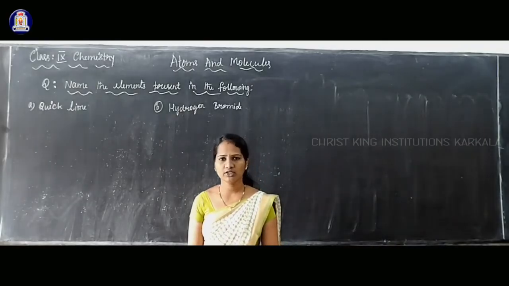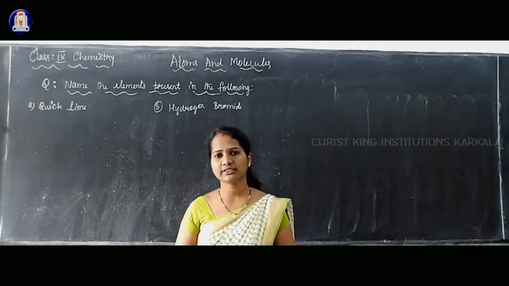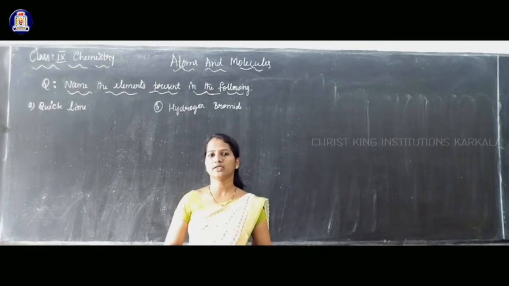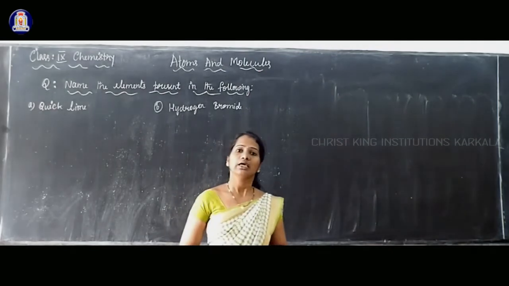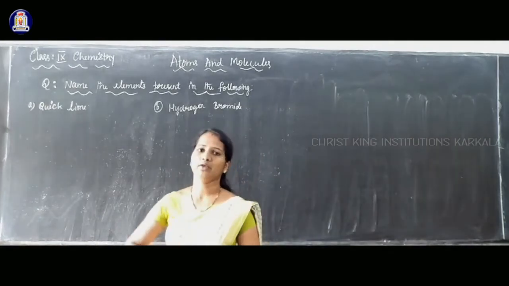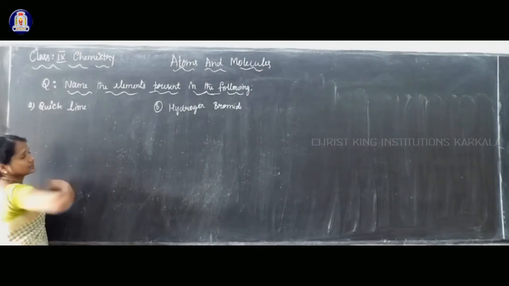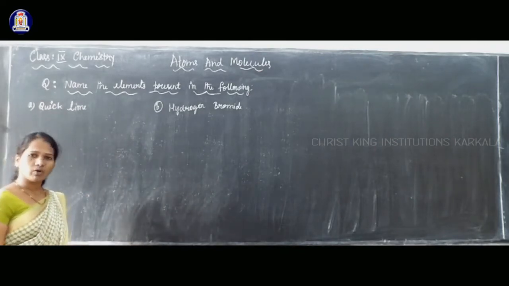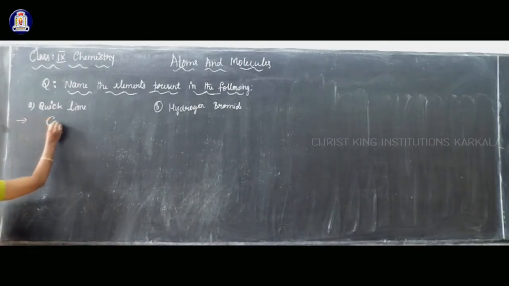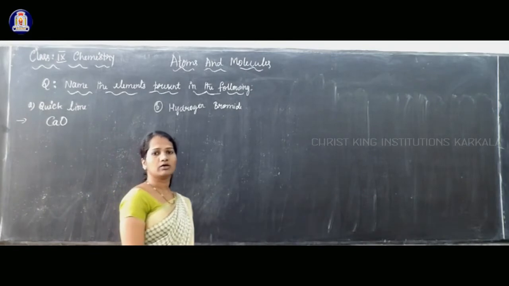There is a question in your exercise. Question is, name the elements present in the following compounds. To write the elements present in the compounds, first you should know the chemical formula of these compounds. First one is given quicklime. Quicklime is nothing but calcium oxide. So its chemical formula can be written as CaO.